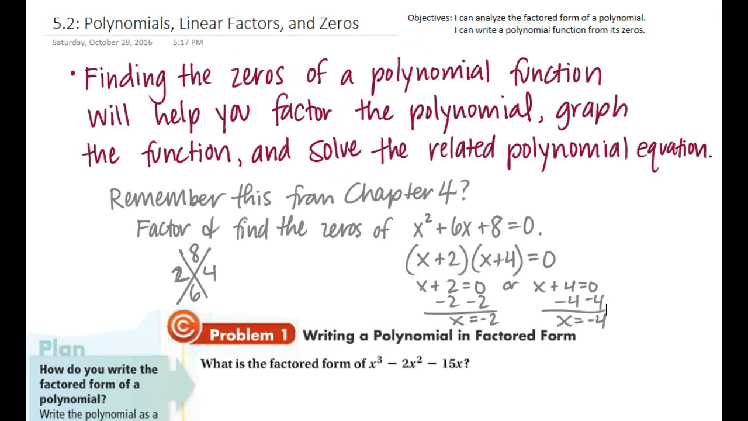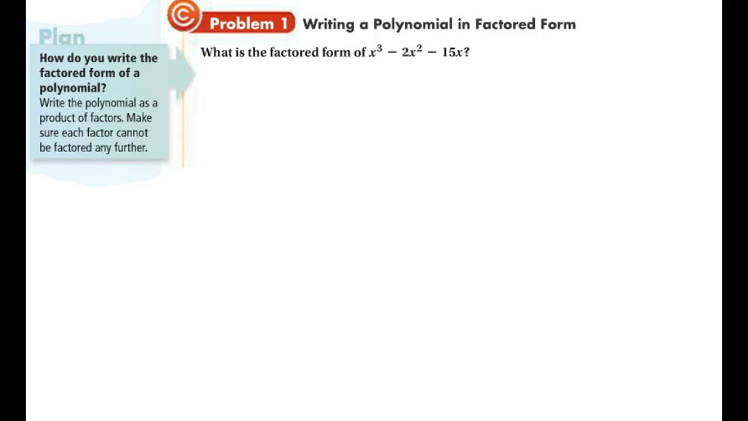We're going to be using these skills to solve for the solutions or the zeros of similar polynomial functions, but this time we're going to be changing up the degrees. In example 1, we need to determine the factored form of the polynomial x to the third minus 2x to the second minus 15x. What we want to do is write the polynomial as a product of factors and make sure that each factor cannot be factored any further.